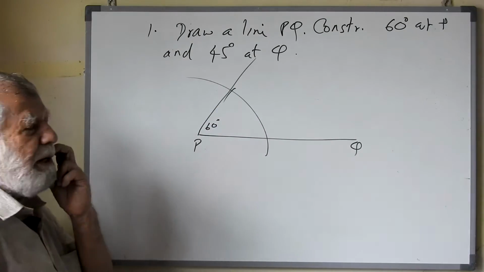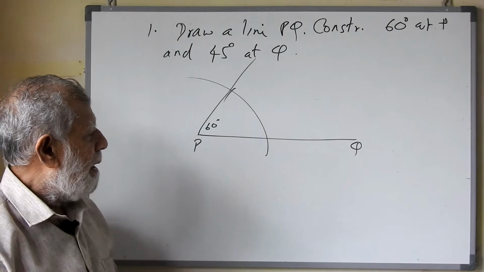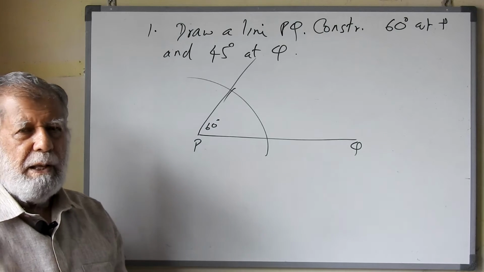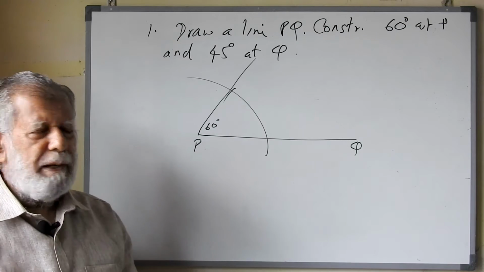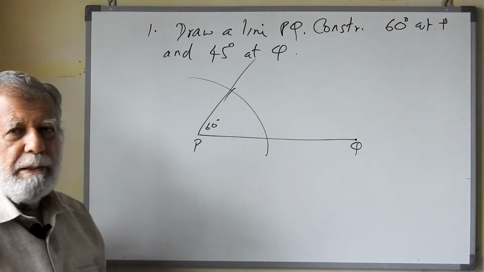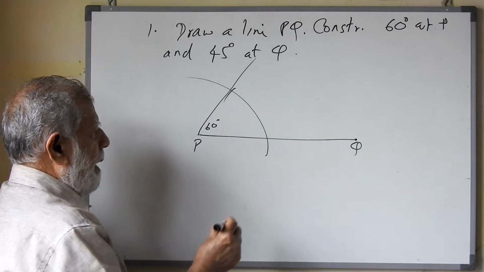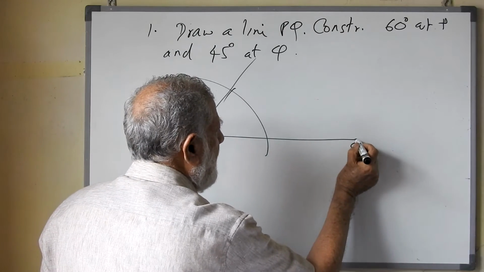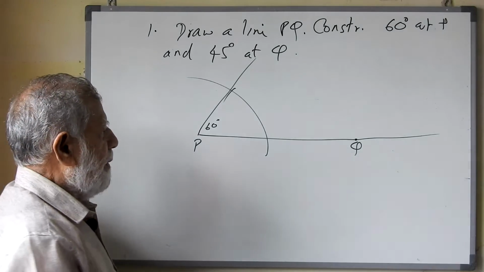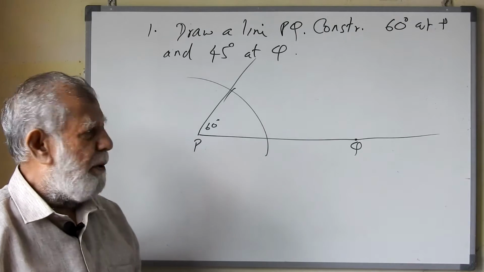And we have to draw 45 degrees at Q. It should be 45 degrees here. So how to draw 45 degrees? We studied drawing an angle of 90 degrees and then bisecting it. We also studied how to draw 90 degrees at the end of a line. What we should do is produce this line carefully. And after producing this line, we know how to draw a perpendicular from a point on the line.